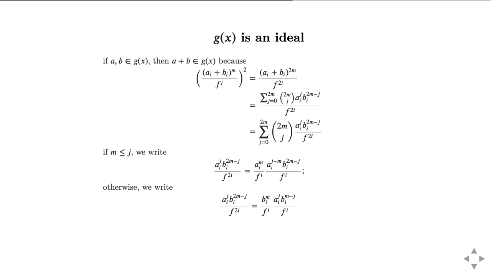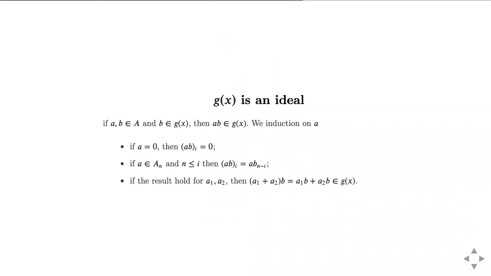So after we're squaring it, we can, using the binomial expansion, expand the numerator and write it as a big sum. And we can put a denominator into the sum. And we can always, because j goes from zero to 2m, if m is smaller than j, then we can split this fraction into two fractions. And then the left one of these two fractions is actually in GX. This is because A is in GX, and if M is not smaller than or equal to J, we can split this fraction into another two fractions. Then in this case, we will also have the left one is in GX. This is because B is in GX.